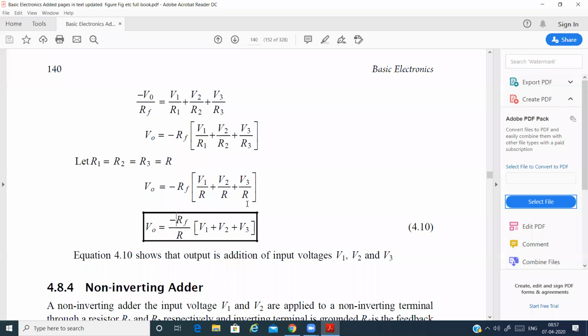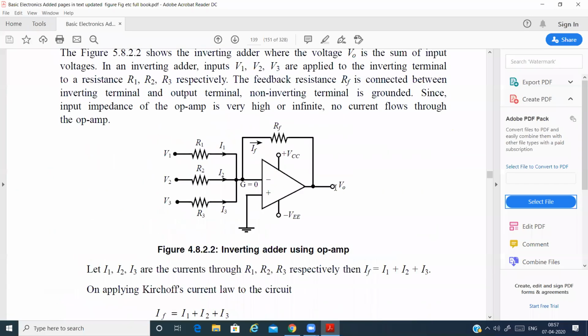Sir, because here the output is considered as virtual. No. What I told from the beginning, when you will consider negative, when you will consider positive, just see the circuit.